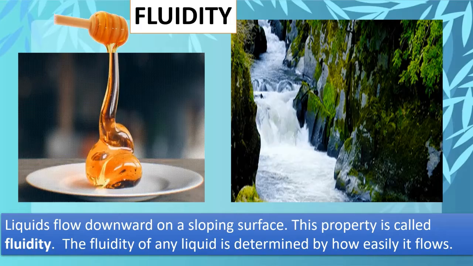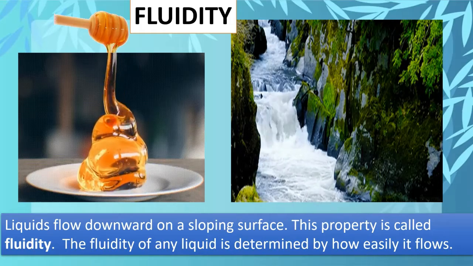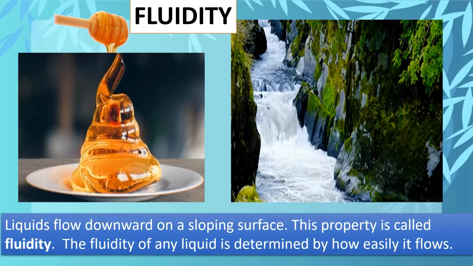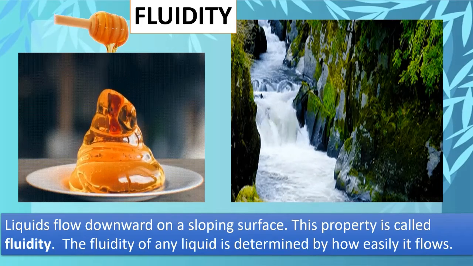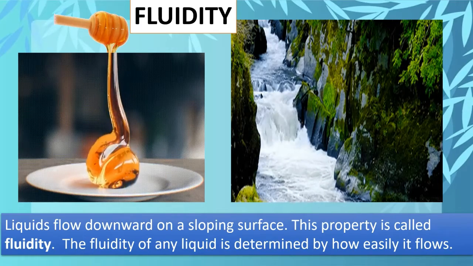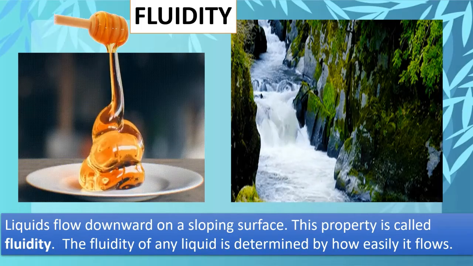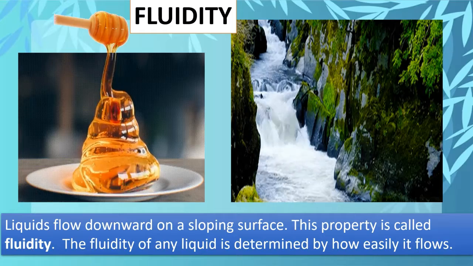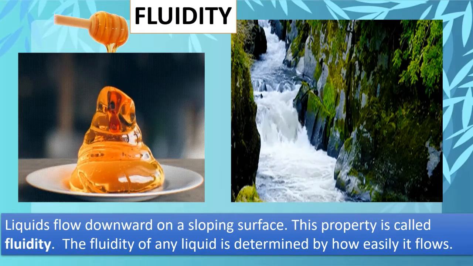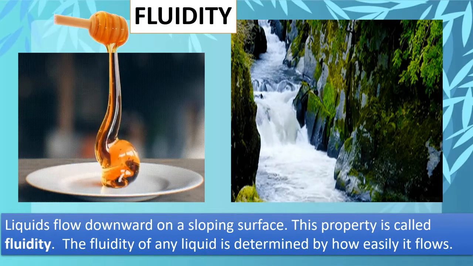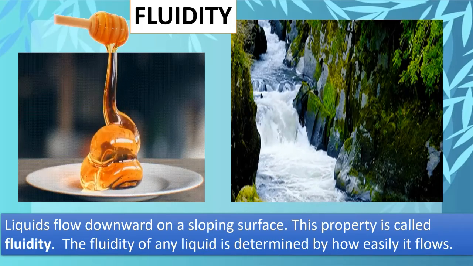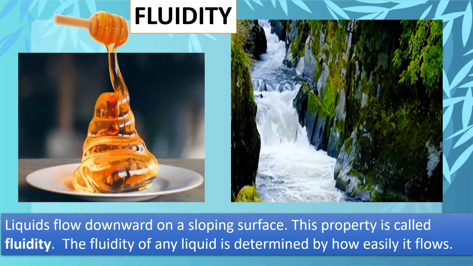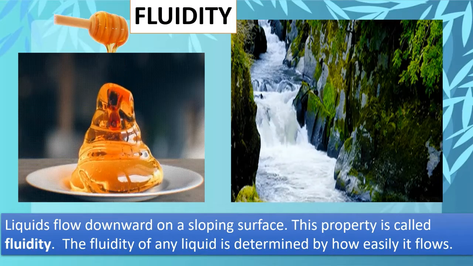Okay, how easily it will flow depends on the object. Here you can see the honey is flowing at a much slower rate as compared to the water, which is flowing much faster. Okay, it depends upon the property of that particular material that is given to us. So the liquid which flows downwards on a sloping surface, that is called fluidity.